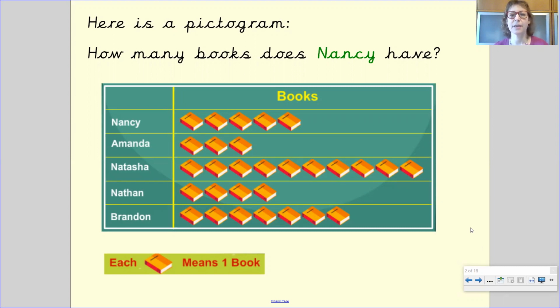So here's a pictogram. How many books does Nancy have? Now, before we can count how many books, we need to find out what we're actually counting in. So if we go over to the key, we can see that each picture is one book. So we're just counting in ones. So we need to find Nancy. That's Nancy. And we're just going to count how many books she's got. 1, 2, 3, 4, 5. So that was a nice, easy one to start with.